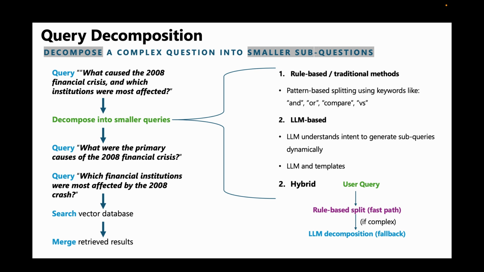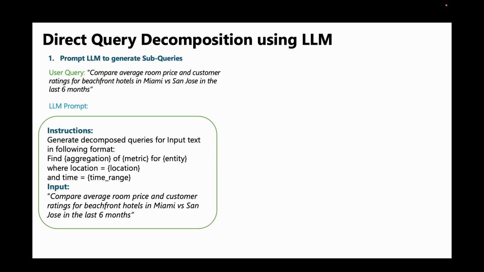Large language models can understand users' intent and can generate sub-questions from the original query. There are two common ways to use a large language model for query decomposition. The first approach is the direct decomposition approach, where the model directly generates multiple subqueries from the original query.